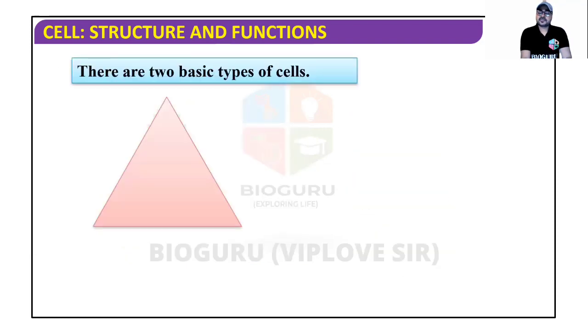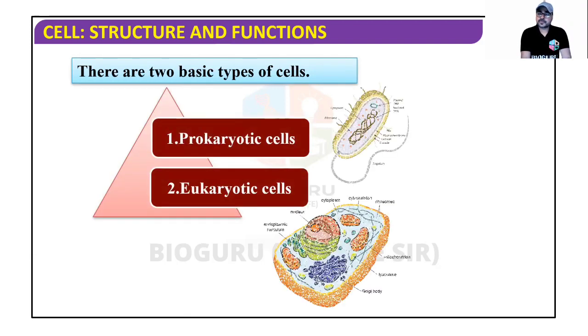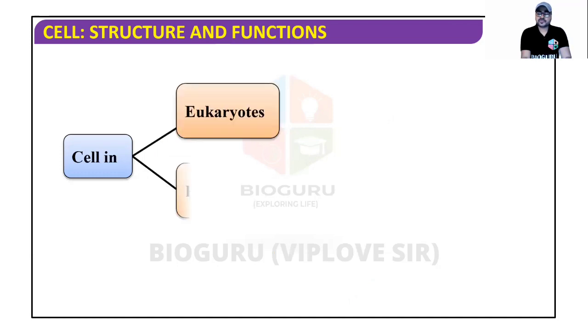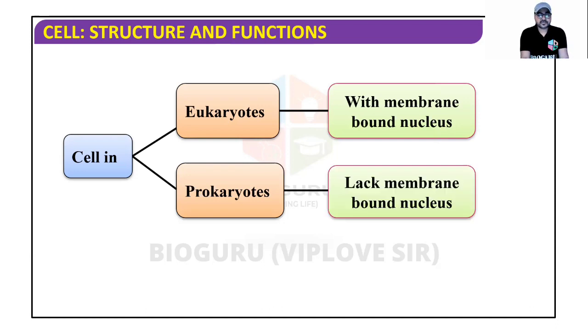So now there are two basic types of cells, prokaryotic cells and eukaryotic cells. Pro means primitive, karyon is nucleus. So prokaryotic means organisms having primitive types of nucleus are called prokaryotic organisms and prokaryotic cells. And organisms having well-defined nucleus are called eukaryotic organisms and eukaryotic cells. So eukaryotes have a membrane bound nucleus, meaning true nucleus, and prokaryotes have a primitive nucleus, not membrane bound.